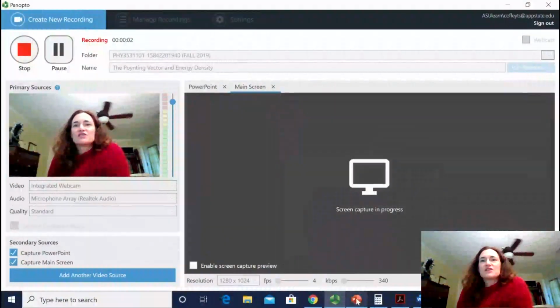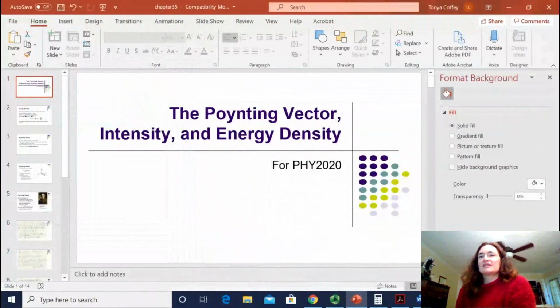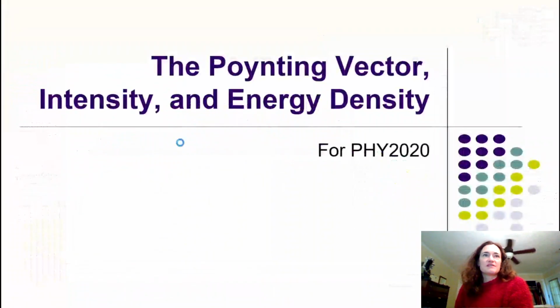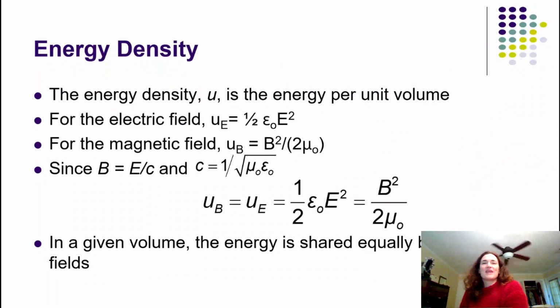Hi there. So in today's lecture, I would like to talk to you about the Poynting vector, intensity, and energy density for electromagnetic waves, and then how those things are all related to one another. Those quantities are all related to one another. Okay, so first a recap of some stuff that we've covered in previous lectures.